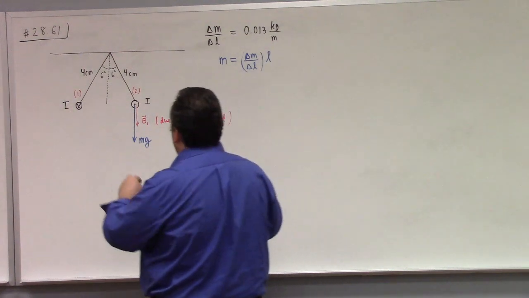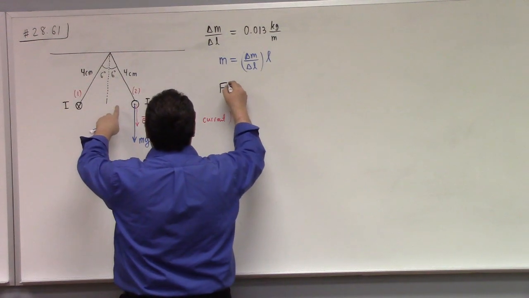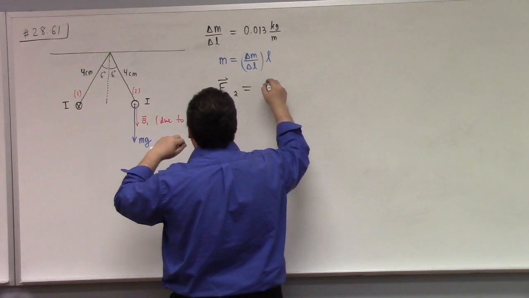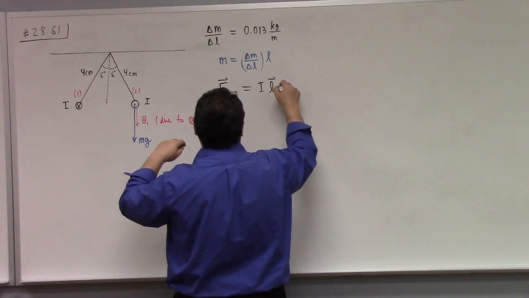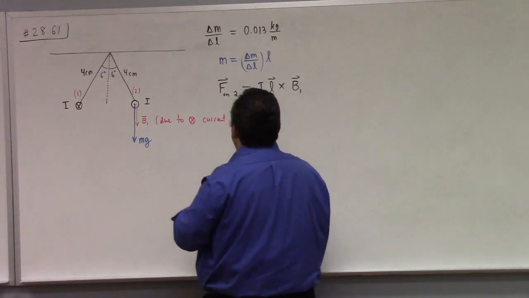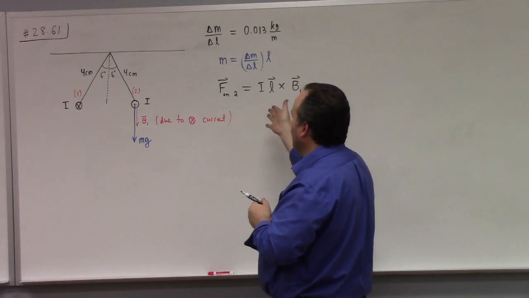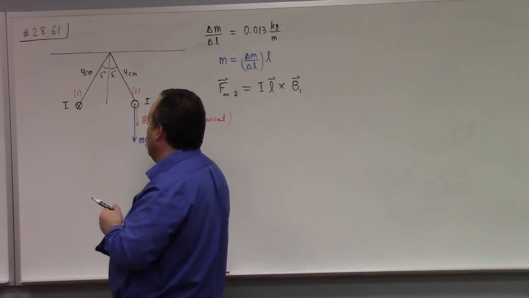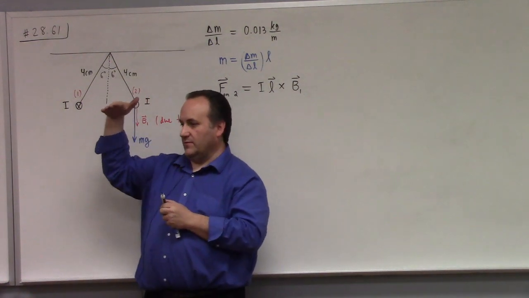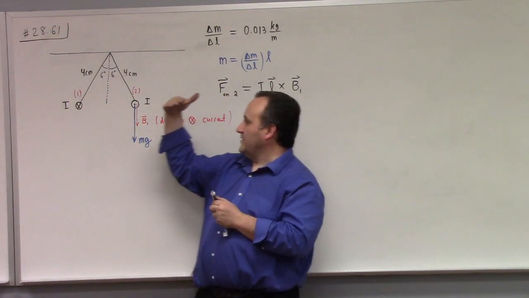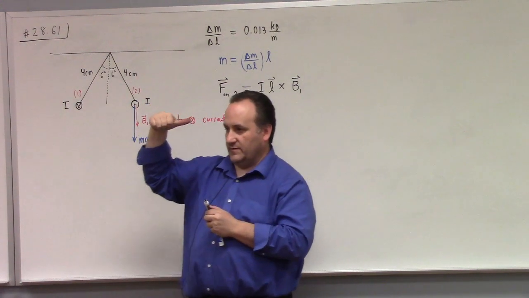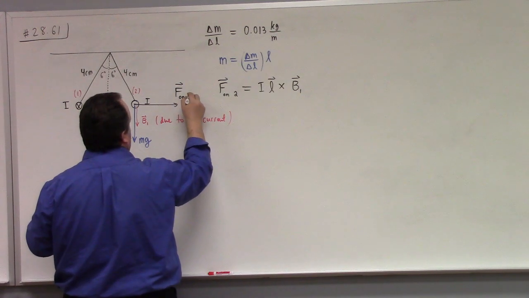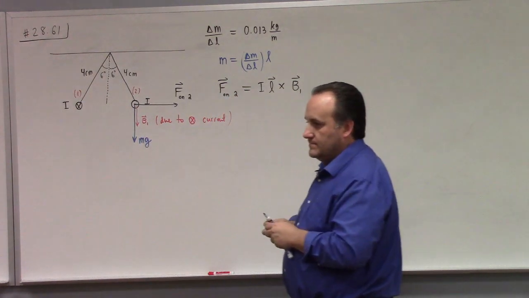Remember, the force on 2 is I L vector cross B1. The L vector points in the direction this current's going, which is coming out at us. So current L's going like this, and I cross into B1 like that, straight horizontal. So this force right here is the force on 2 I was just mentioning.